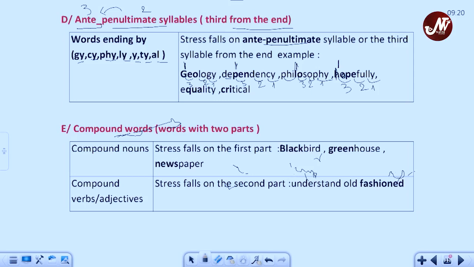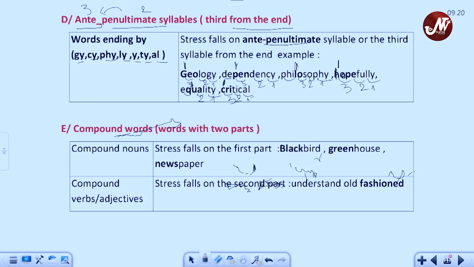Then we have the word equality. 1, 2, 3. Equality. So we stress here. Then we have critical. So we have first syllable from the end, second syllable from the end, and third syllable from the end. We say critical.